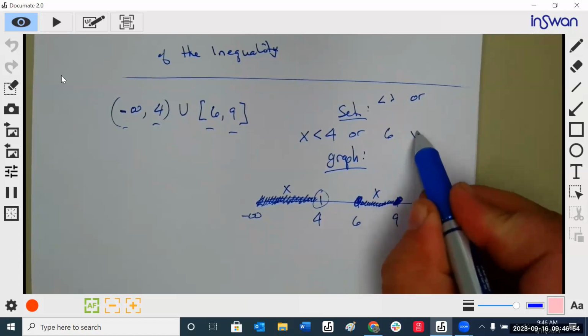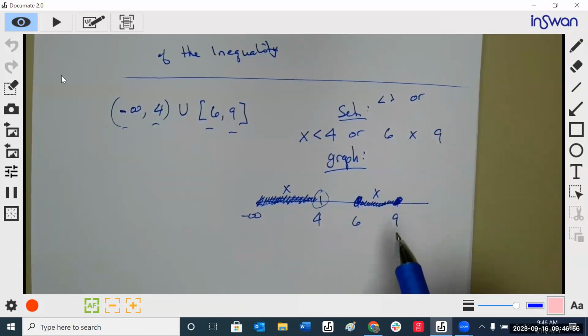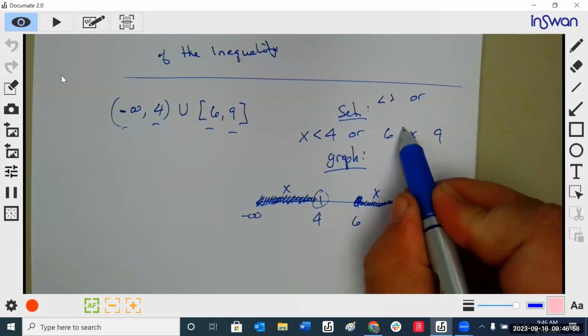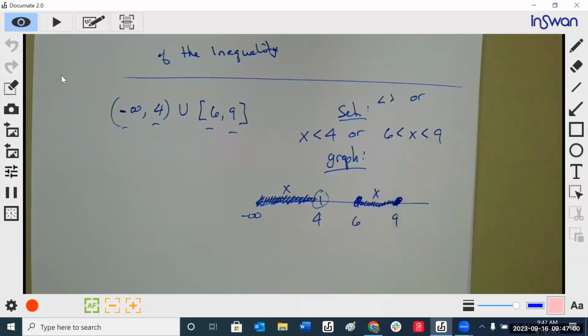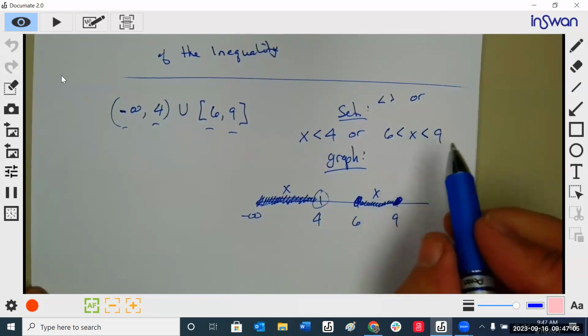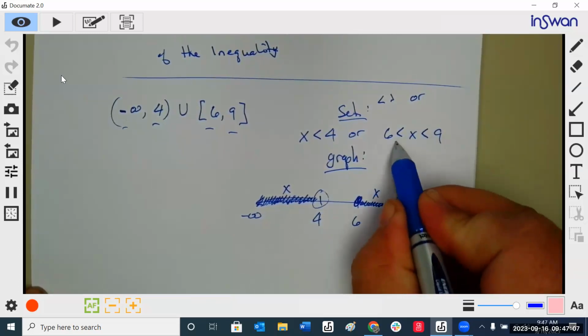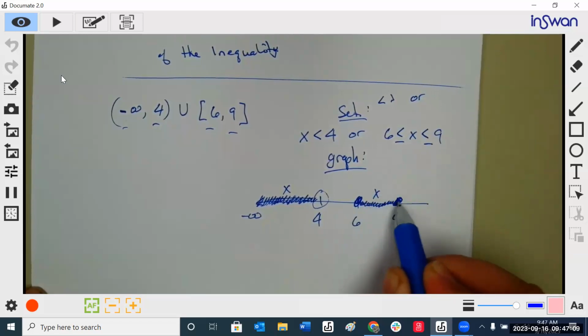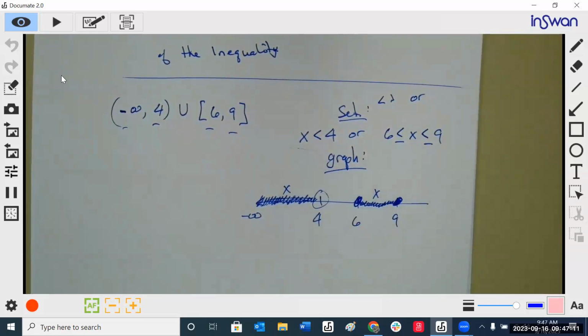So it's between 6 and 9. So it's going left or right. So 6 is less than X is less than 9. Are they equals or not? Since they're solid, and there's your answers. It just takes practice doing these symbols.